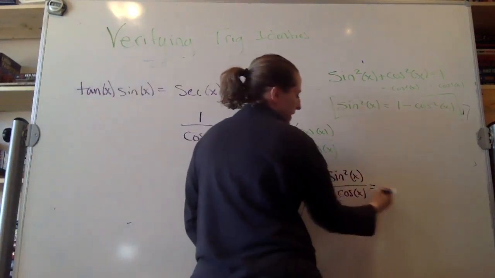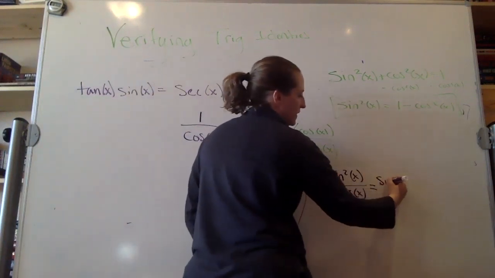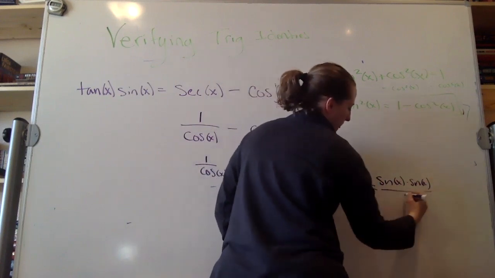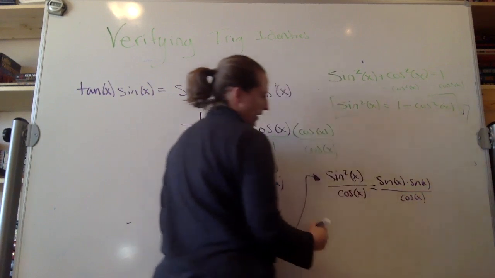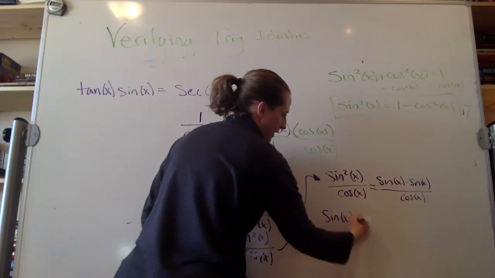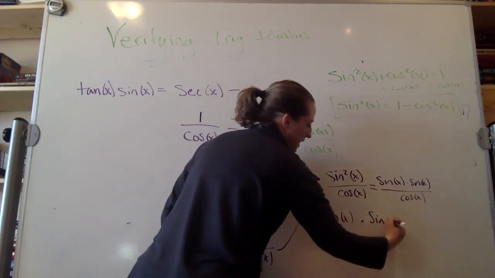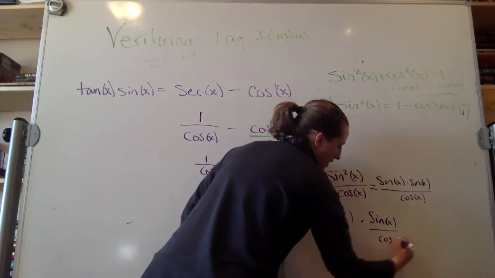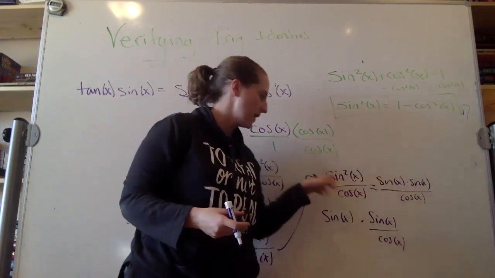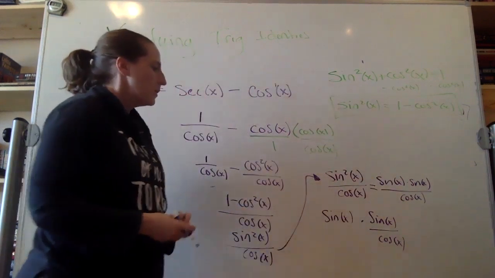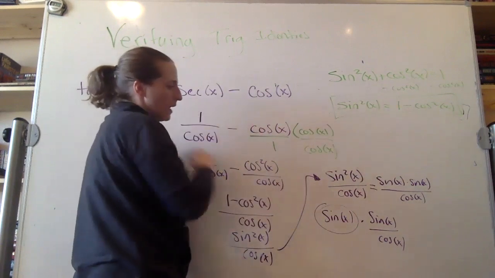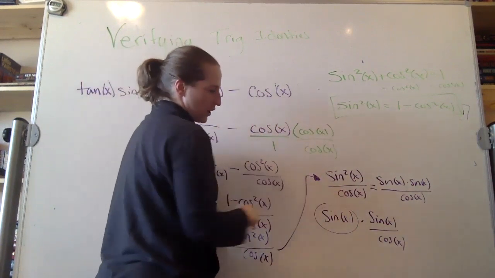What if I split this up? Sine squared I could think of as sine of x times sine of x over cosine of x. And then if I wanted to, I could think of this as sine of x times sine of x over cosine of x, right? If I multiply these back together, I'd get sine times sine, or sine squared over cosine. Well, that's looking good, because now I've got that sine that I needed here. And then I just have to think, what is sine over cosine?